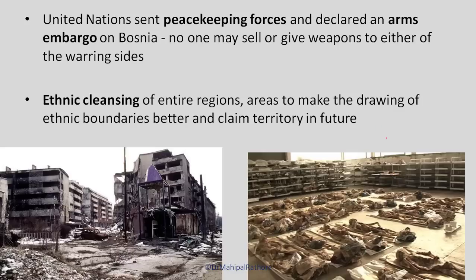And the worst form of ethnic cleansing is killing people. That is termed as genocide, where instead of pushing people out of that area, you simply kill them. So there was a lot of genocide going on in this Bosnian War, and mass graves have been found. Now these corpses are undergoing DNA tests so that it can be determined which ethnicity they belong to.